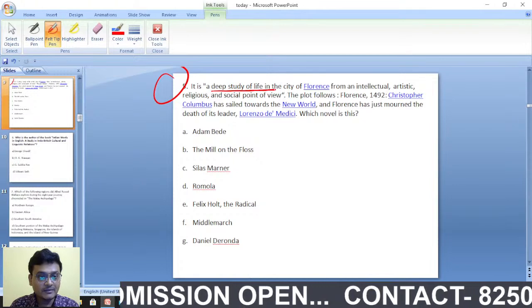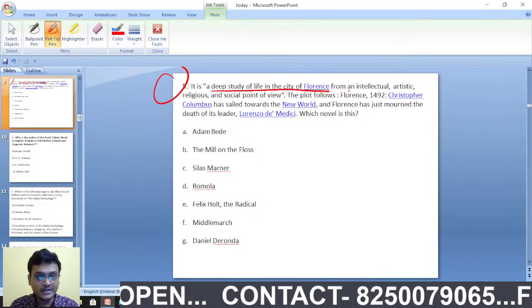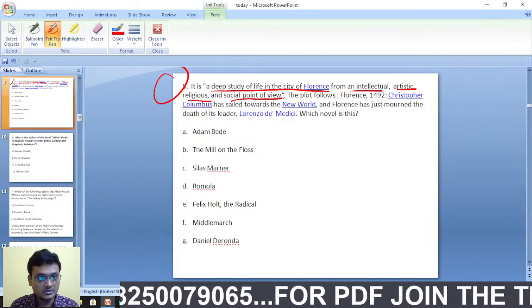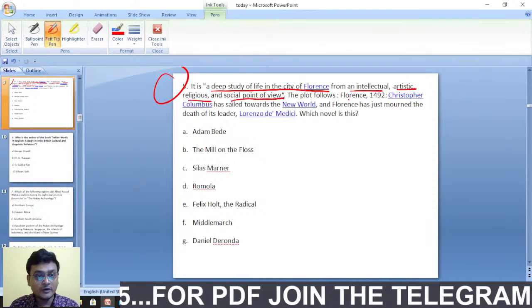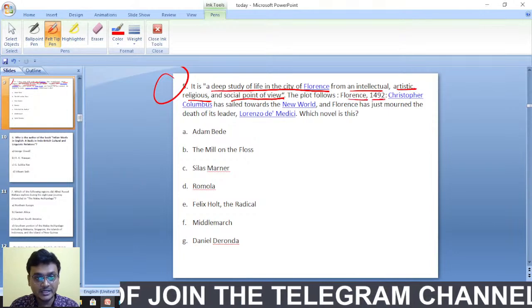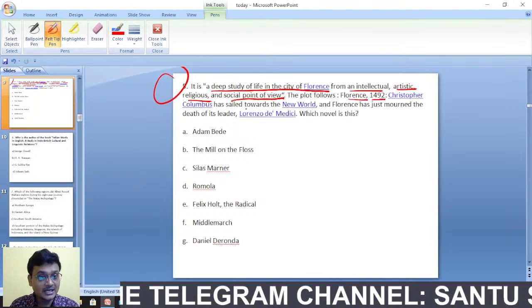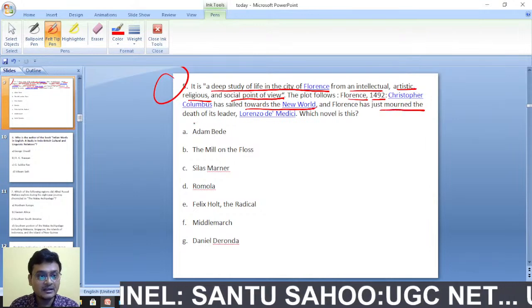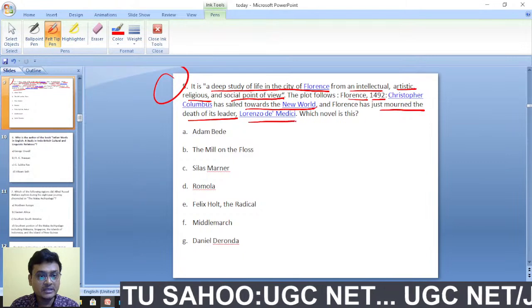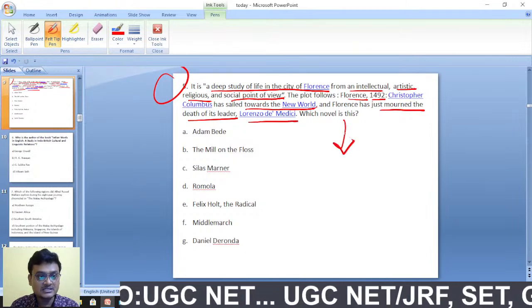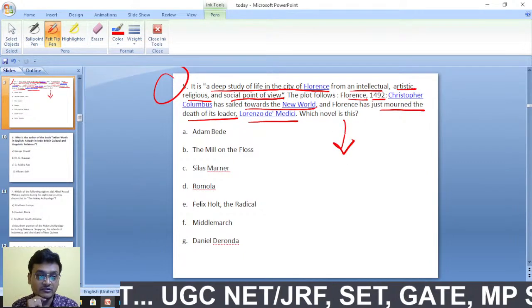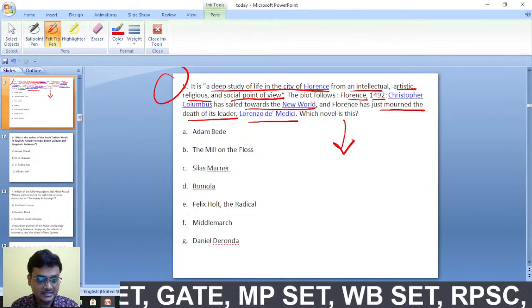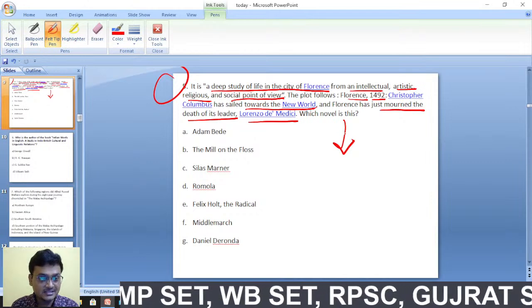Now, it is a deep study of life in the city of Florence from an intellectual, artistic, religious, and social point of view. The plot follows Florence in 1492, when Christopher Columbus has sailed towards the New World, and Florence has just mourned the death of its leader Lorenzo de Medici. Which novel is this? Adam Bede, The Mill on the Floss, Silas Marner, Romola, Felix Holt the Radical, Middlemarch, Daniel Deronda.